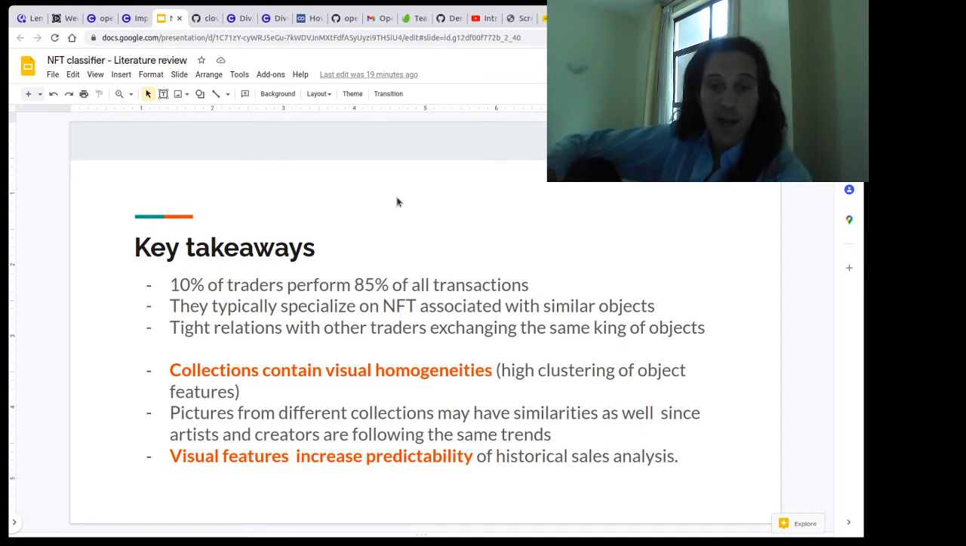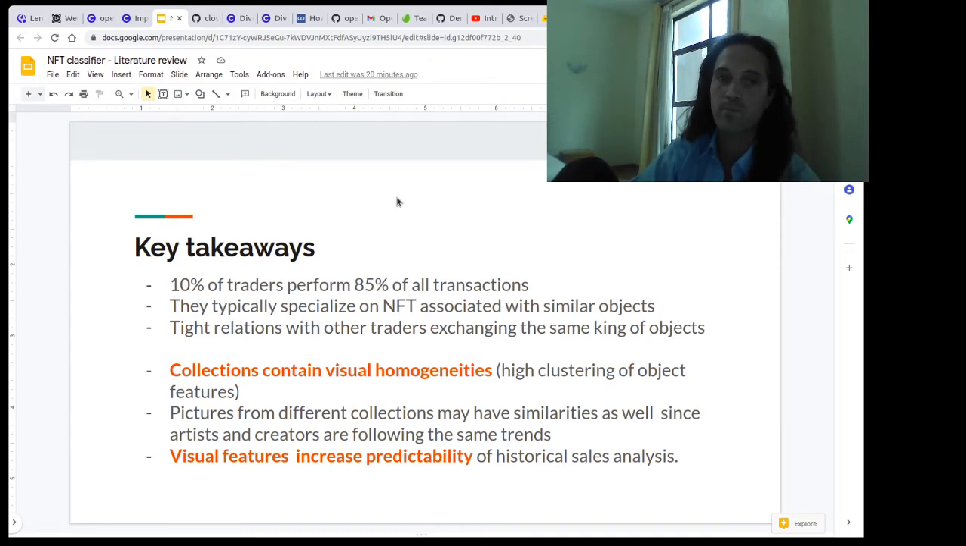So as a result of all of this, we can say that visual features increase the predictability of historical sales analysis, probably because we know that most NFT traders are looking for the same kind of object features in images, and they also hold the maximum part of the market, the major size of the market. So visual features are helping sales prediction and value prediction of NFTs.